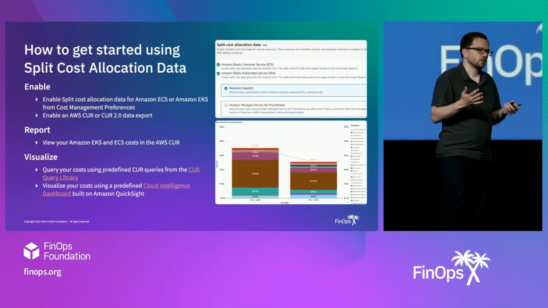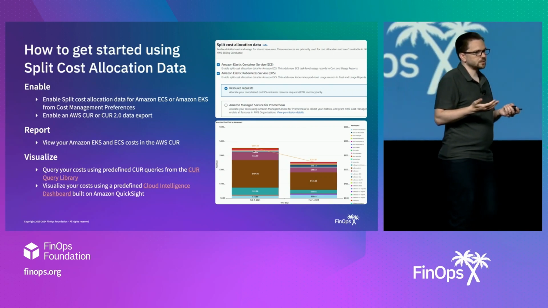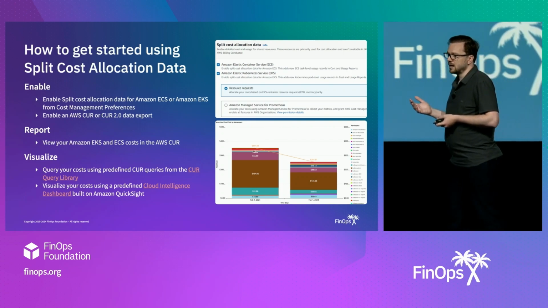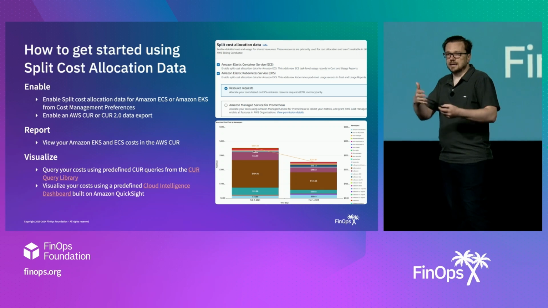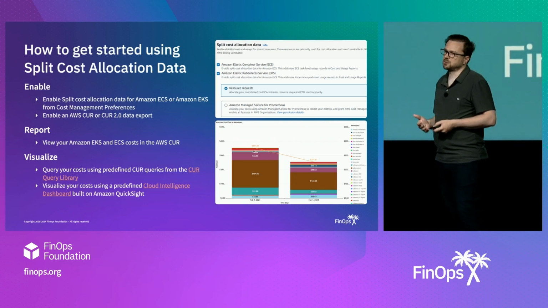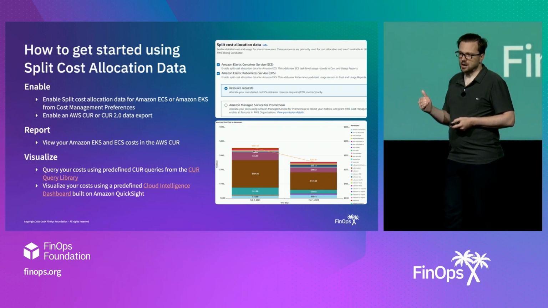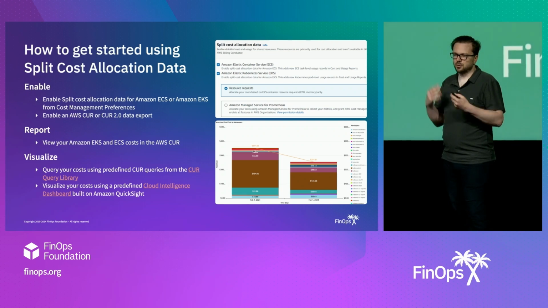So how do I get started using split cost allocation data? It's pretty simple. If you go into the console, you'll see a couple of checkboxes there to turn it on. We also have split cost allocation for ECS. So EKS is the most recent launch, but now you can turn on split cost allocation with a simple checkbox. And then you'll start seeing that data in the CUR, and then you can proportion it out.